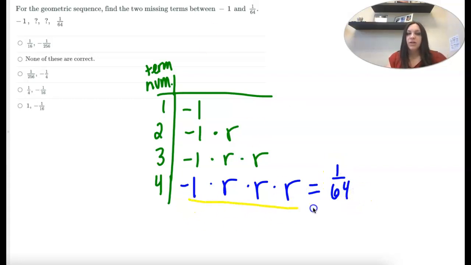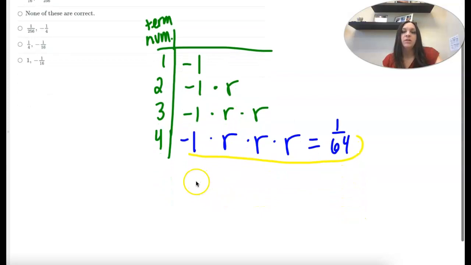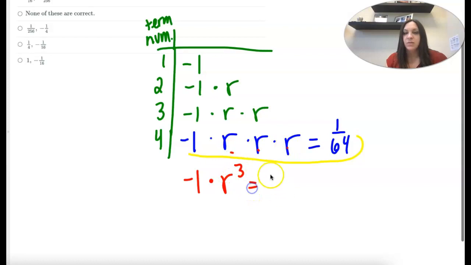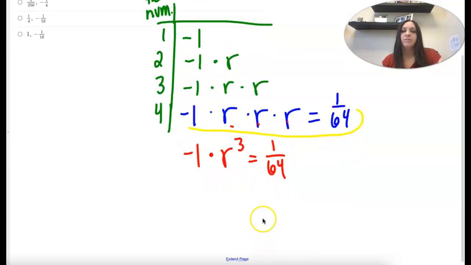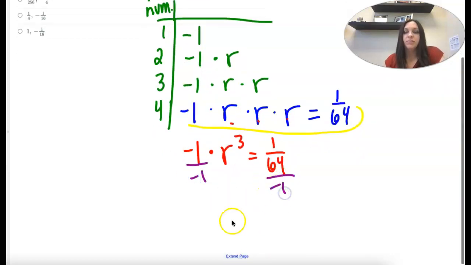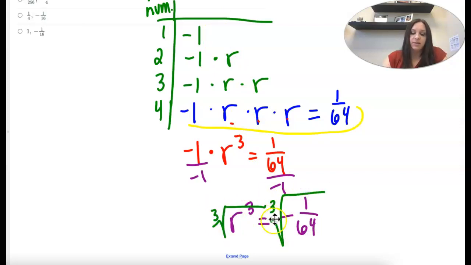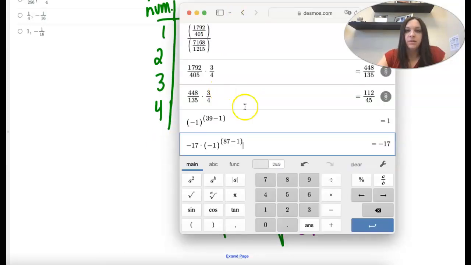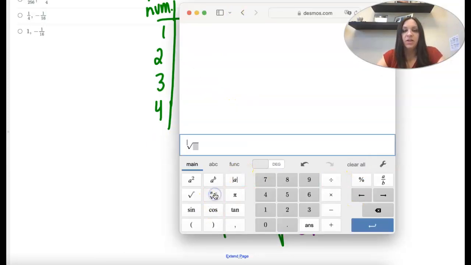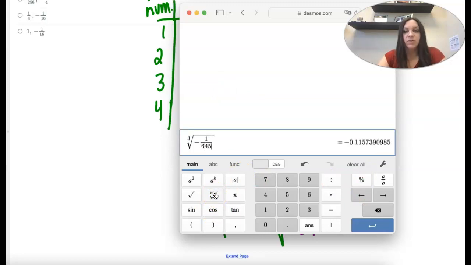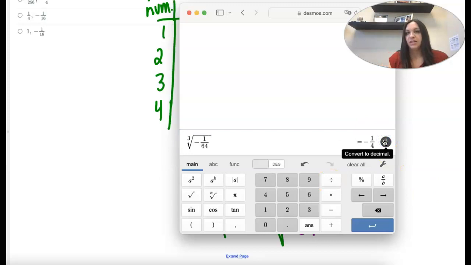So this is an equation: -1 times r, 1, 2, 3 times, equals 1 over 64. So let's solve for r. Divide both sides by -1. So r cubed is -1 over 64. And then to get rid of a cube, you take a cube root. So we're going to cube root both sides. So I have the cube root of -1 over 64, which is -1/4.